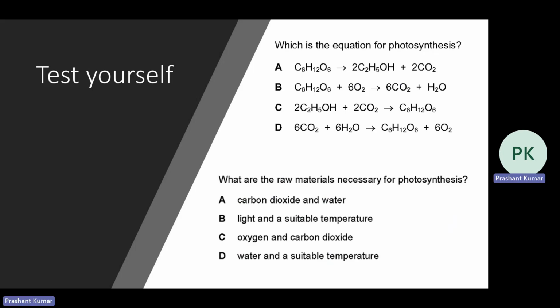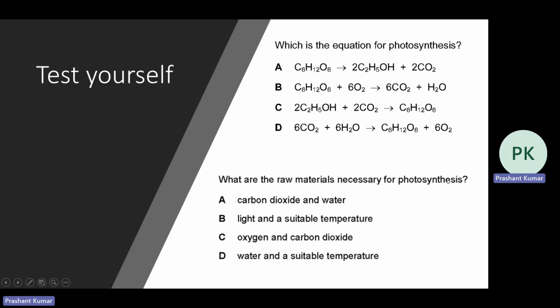Okay, so let's have a test. Which equation for photosynthesis is correct? You can see the first three are wrong because we are going to get a glucose molecule, not glucose being used up. So A, B, C are wrong. D is the correct answer because in D they have given 6 CO2, 6 water, and 1 molecule of glucose and 6 molecules of oxygen produced. So D is the correct answer.